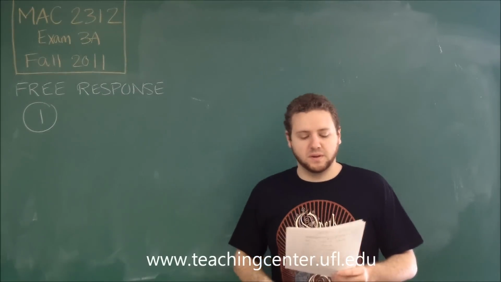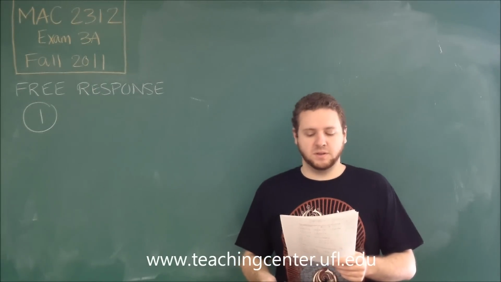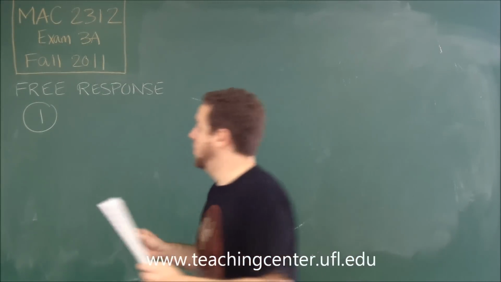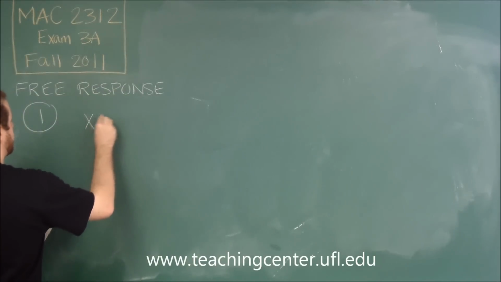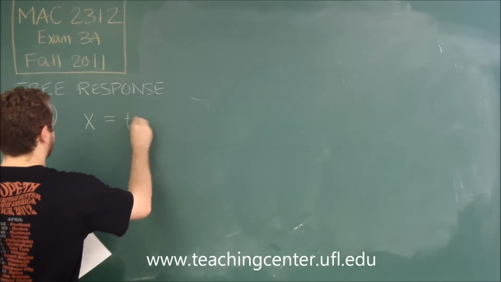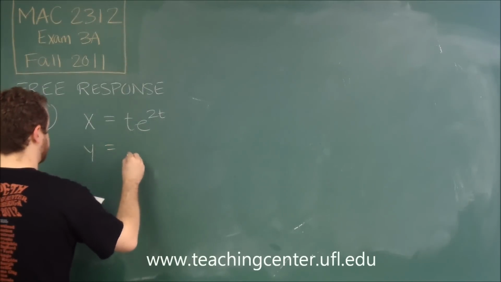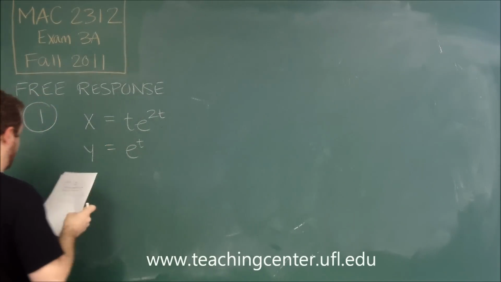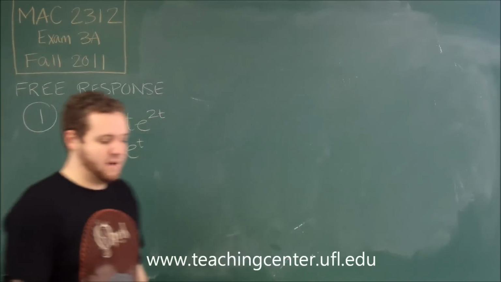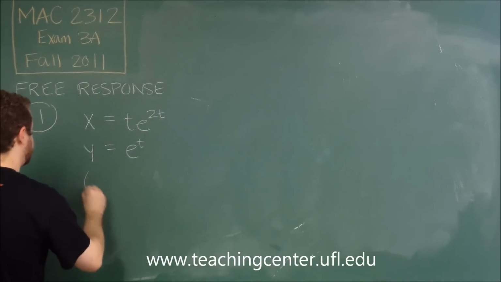For the first problem on the free response, we need to find the equation of a tangent line to a parametric curve. Our parametric curve is given by x equals t e to the 2t and y is equal to e to the t. We want it at the point (e squared, e).